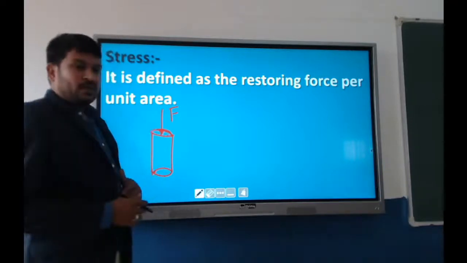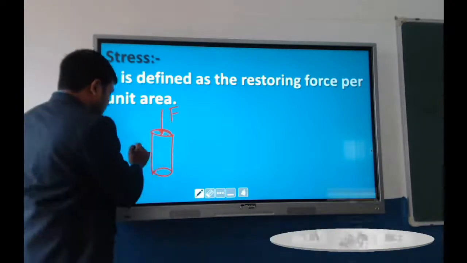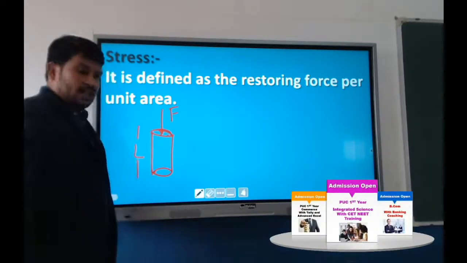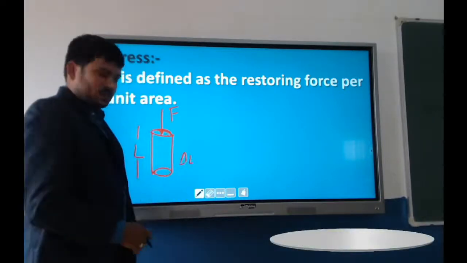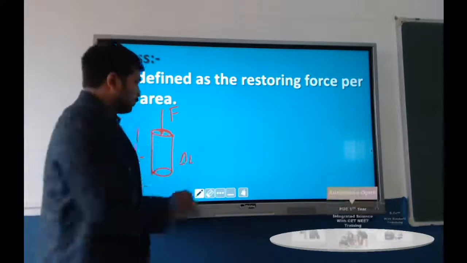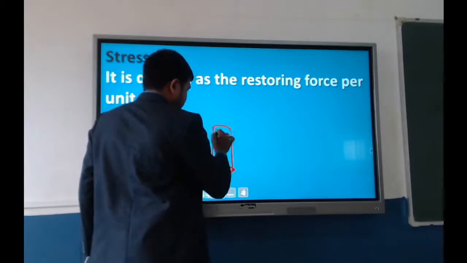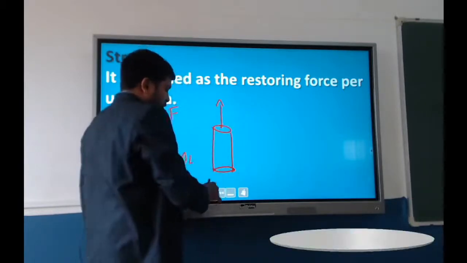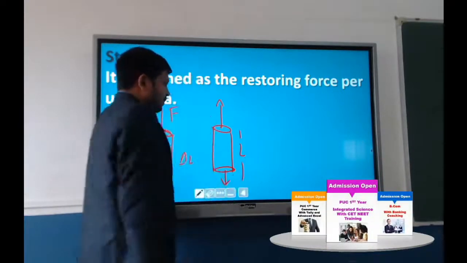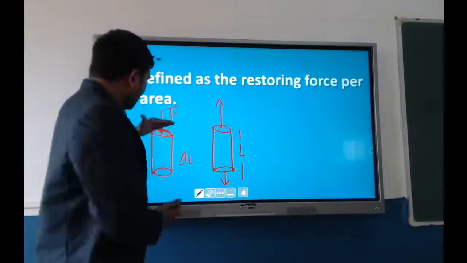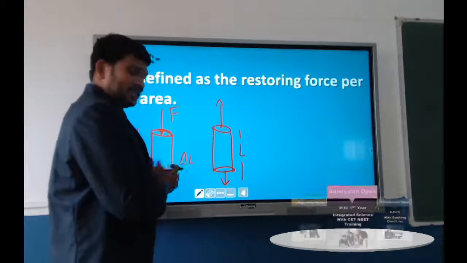By applying the force, what happens? It gets compressed. This is the original length. By applying force, its length changes. It gets compressed. If I apply opposite forces on both sides, this way as well as this way, with this as the original length, what happens? Here it expands and here it gets compressed. Yes or no?